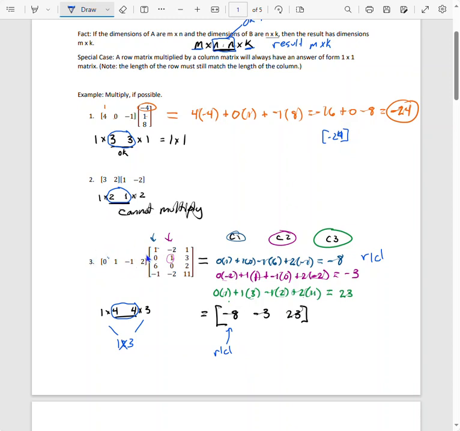Using row 1, column 2, I'm going to call that exactly what it is, row 1, column 2. I'll multiply 0 times negative 2, 1 times 1, negative 1 times 0, and 2 times negative 2. As we see written out here in magenta, we'll have 0 plus 1 plus 0 minus 4. So 1 minus 4 is a negative 3.